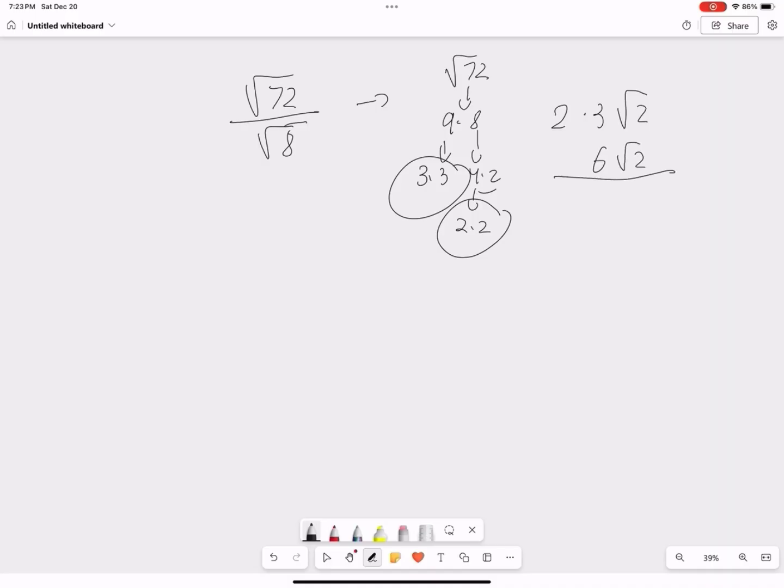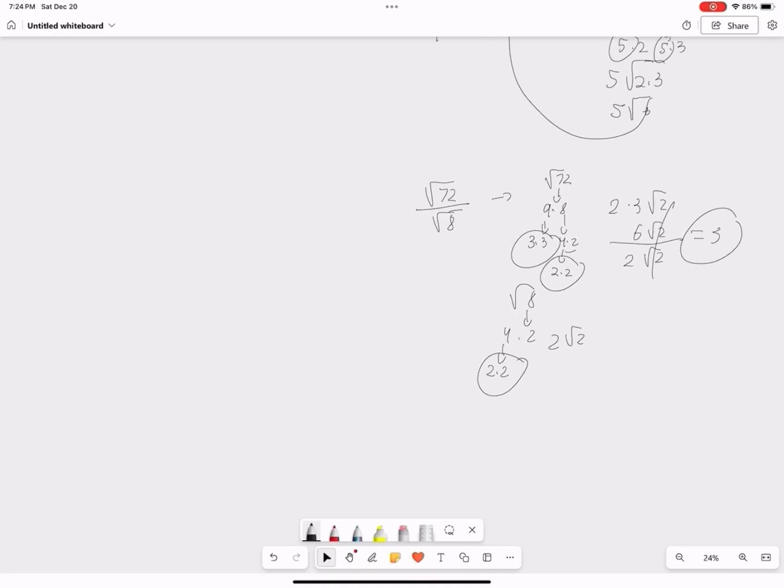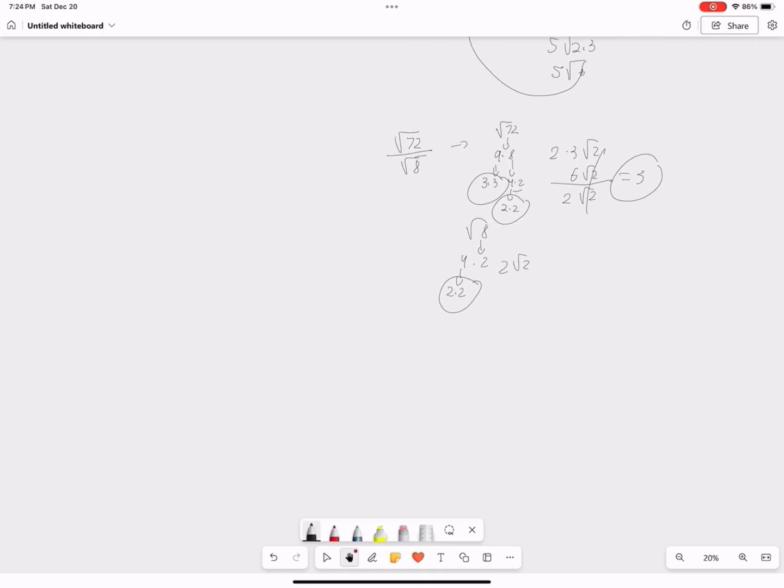Now to the bottom. Square root of 8 is equal to 4 times 2, which is 2 times 2 times 2. We circle the pair, so we get 2 root 2. Then we get 2 root 2 on top and bottom, and we can get rid of these, so this is equal to 3. Great.